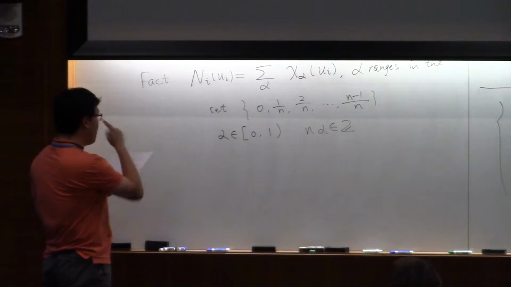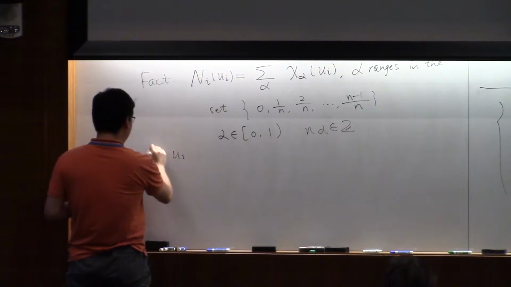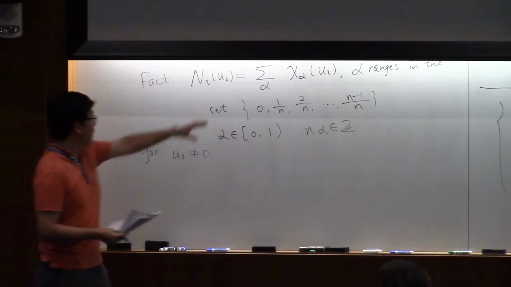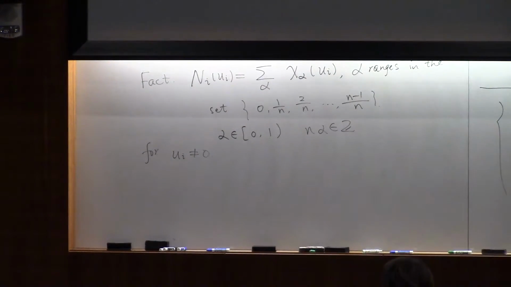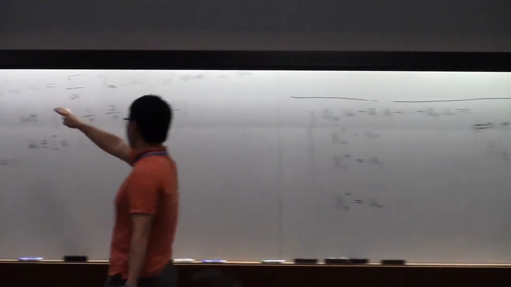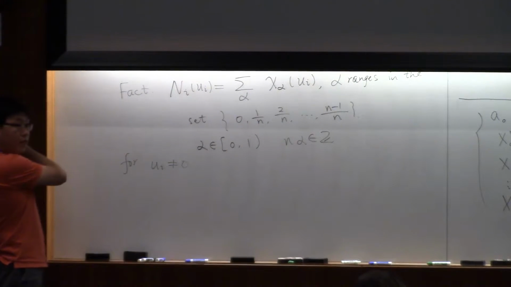So this is true for this ui non-zero, because here I only define the characters on the multiplicative group of F_q. So this is an equality for all ui, for all non-zero units.